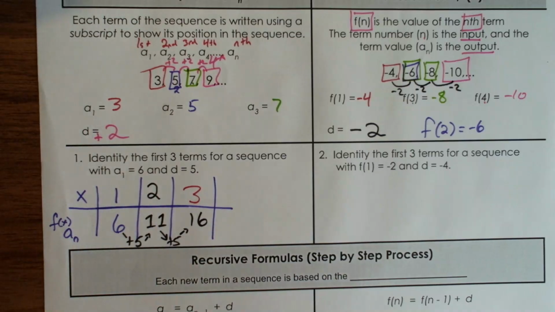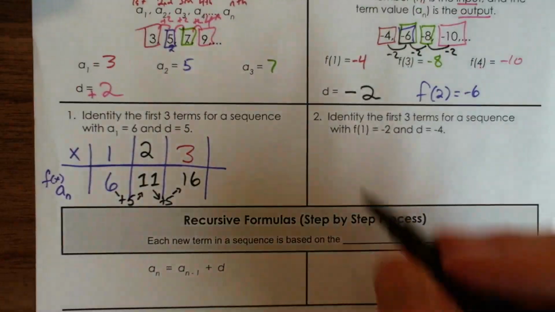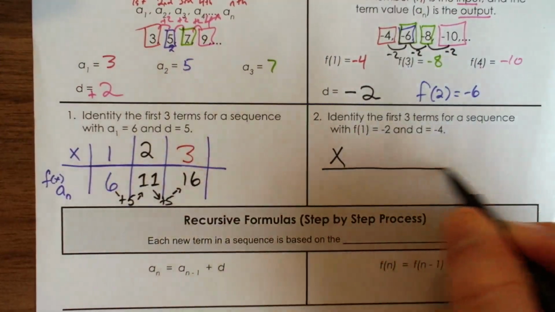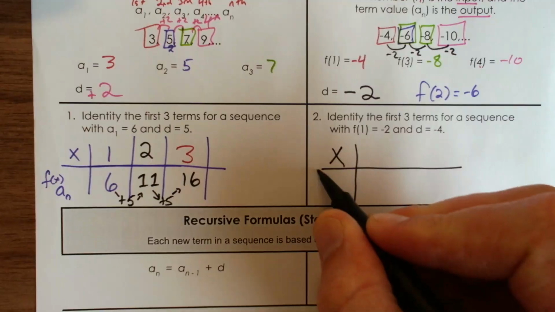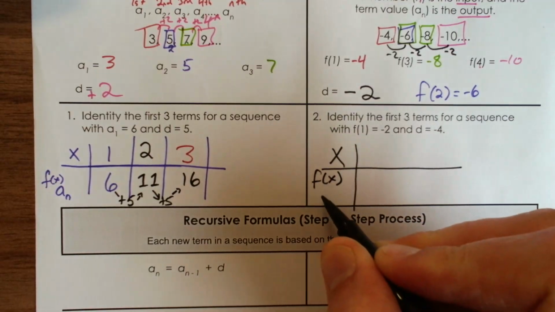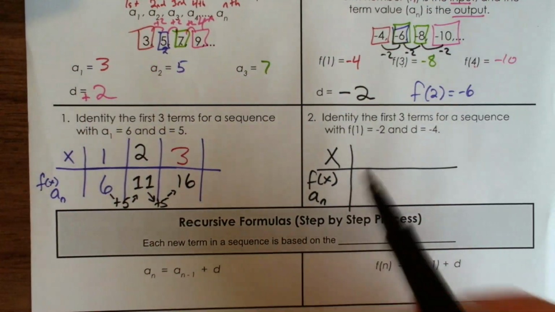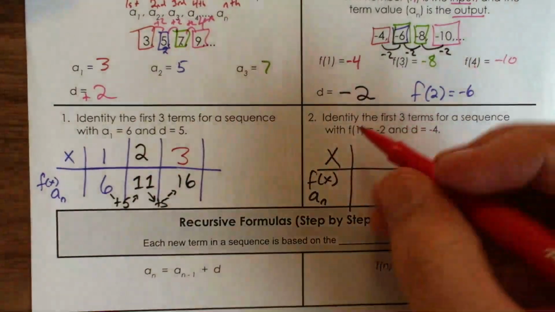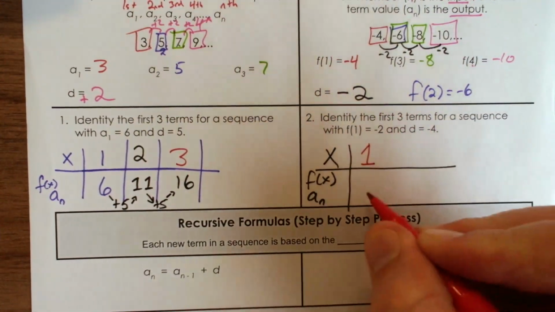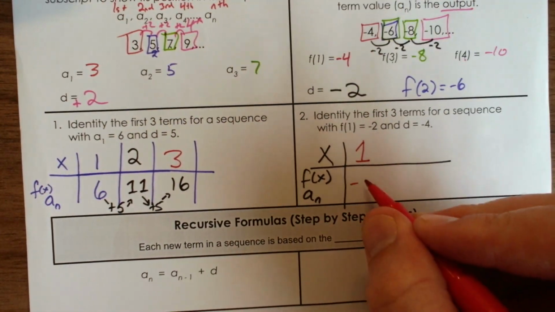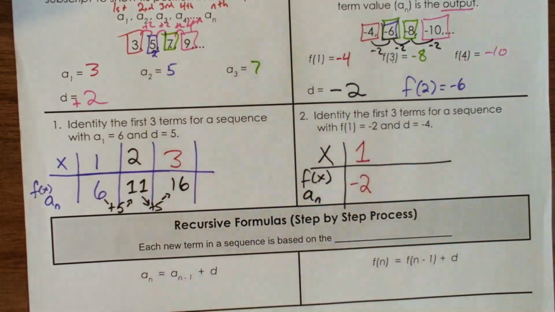Again, it says identify the first three terms of the sequence for f of 1 equals -2 and d equals -4. So the first thing I'm going to do is make a table. And again, this could be your f of x, or this could be your a sub n, okay? But these are your outputs. This is your input. My first input is 1, okay? My output is -2.